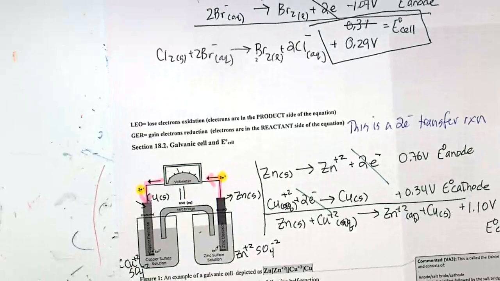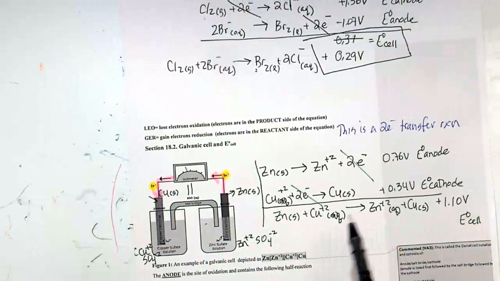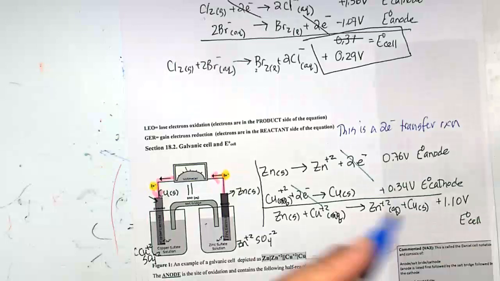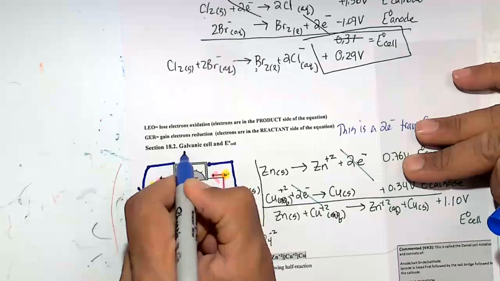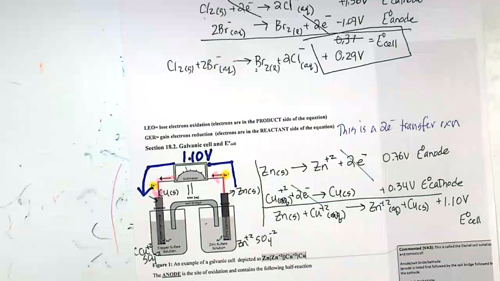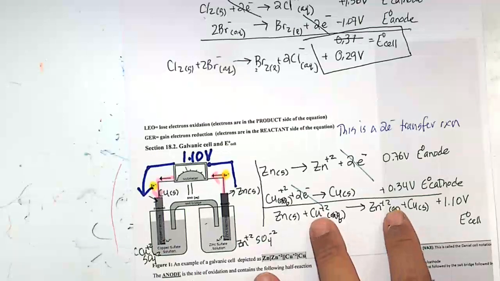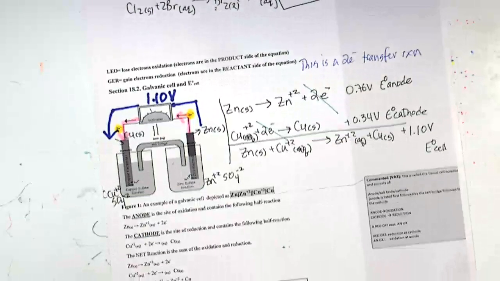Okay, so is this reaction favoring the products? Yes. Okay, you see this is something that happens spontaneously. Okay, this flow just happens spontaneously. And it's going to give you 1.10 volts of potential. All right, so this is the net reaction.